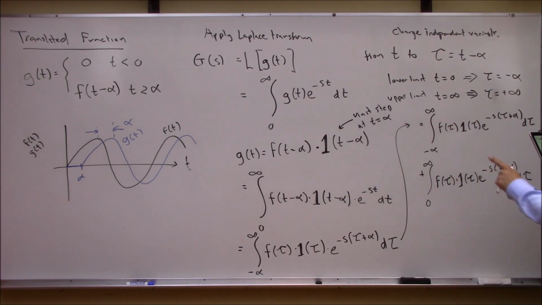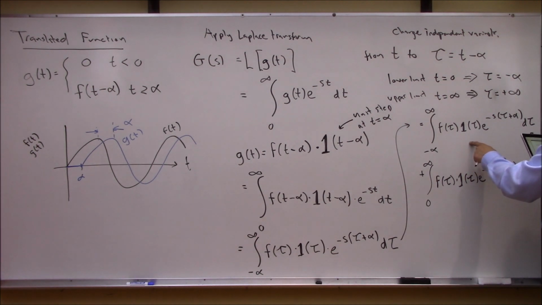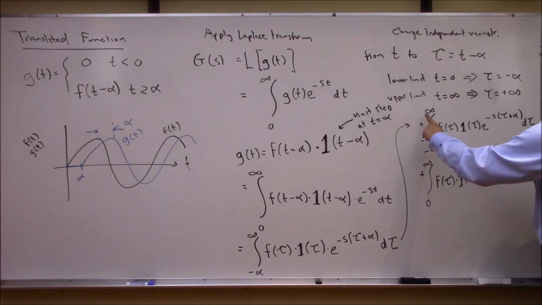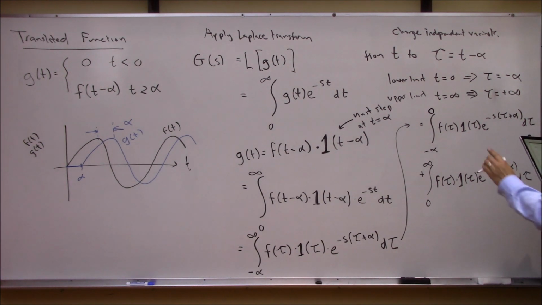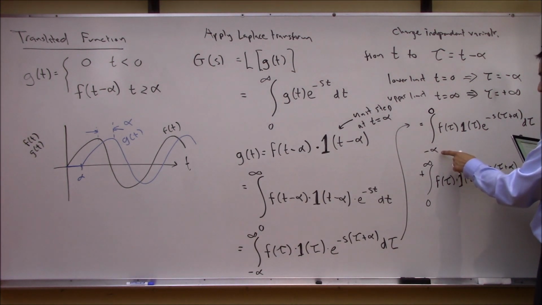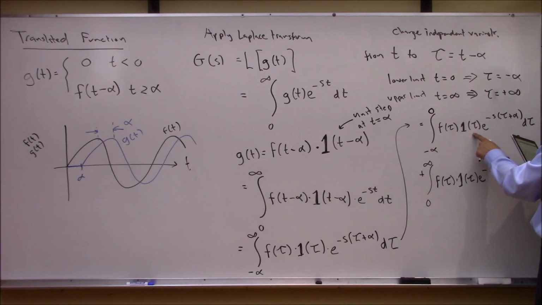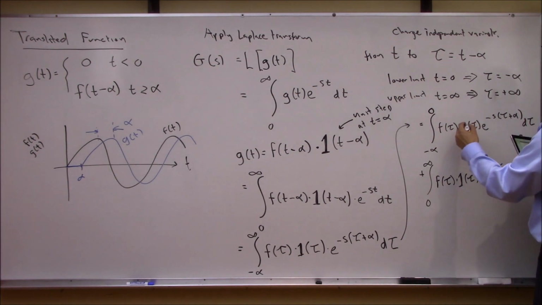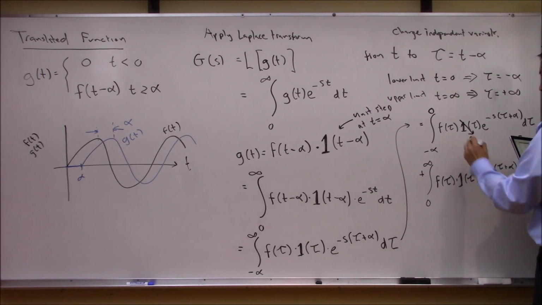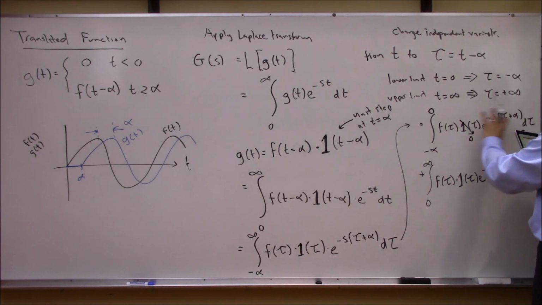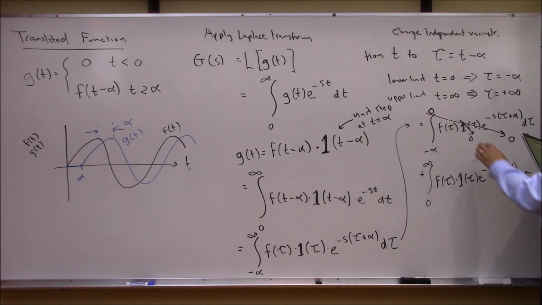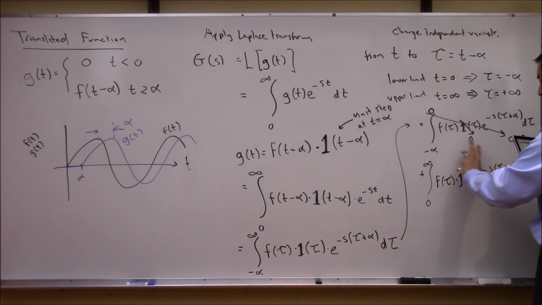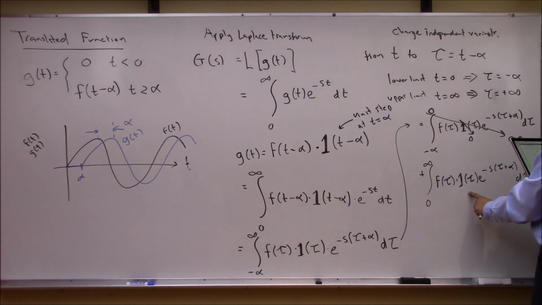Now, what's helpful about this is, let's look at this first integral. When tau is between negative alpha and 0, this unit step hasn't turned on yet. So in this region, it is 0, which knocks out this entire term. This entire integral is a big fat 0 because the unit step hasn't turned on. So we're just left with this single term.